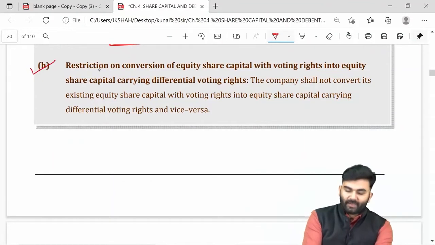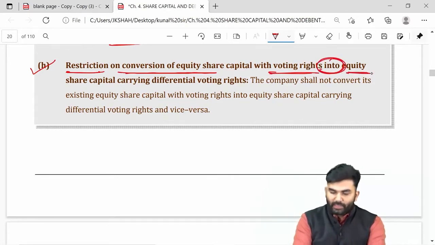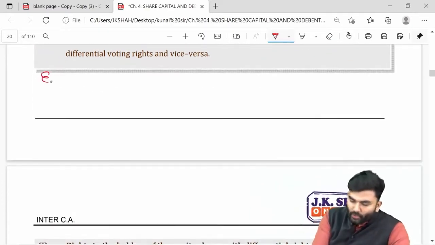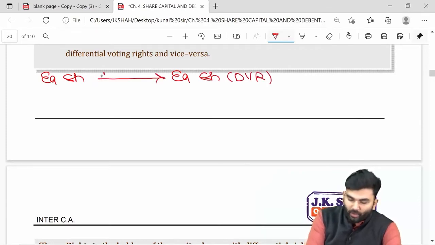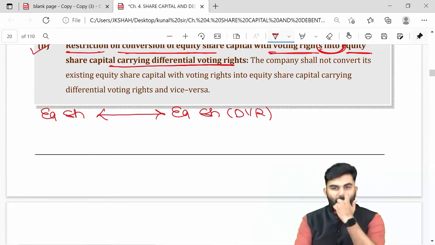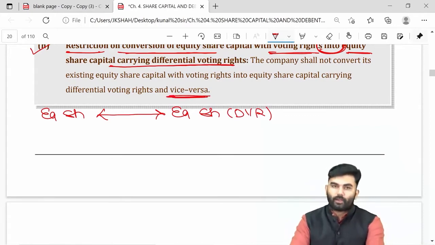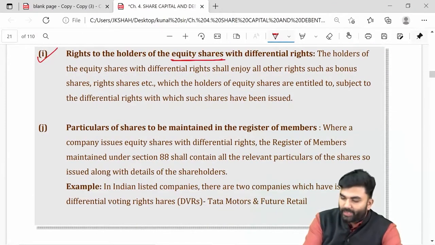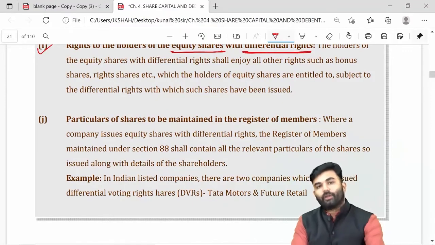Yes, the company is restricted from converting equity shares with voting rights into equity shares with differential voting rights. If your company has already issued a normal equity share, and later issues an equity share which is a DVR, then they cannot be converted into each other. A normal equity share cannot be converted into an equity share with DVR, or vice versa. In fact, whatever rights we provide to a normal equity share, we also need to provide to an equity share with differential voting rights.